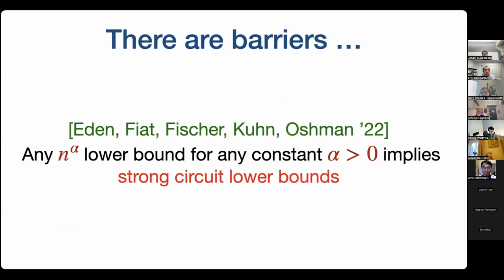There are some reasons why we haven't been able to prove very strong lower bounds. Eden et al. showed that if you were able to prove an n to the alpha lower bound for any constant alpha, then you're going to prove strong circuit lower bounds, which are beyond the reach of current techniques. I'm not going to go into more details about what these are. We'll come back to this much later. But if you prove an n to the omega of 1 lower bound for this problem in the congest model, then you're also going to prove very strong circuit size lower bounds, which we haven't been able to prove for decades. So this seems a little out of reach.